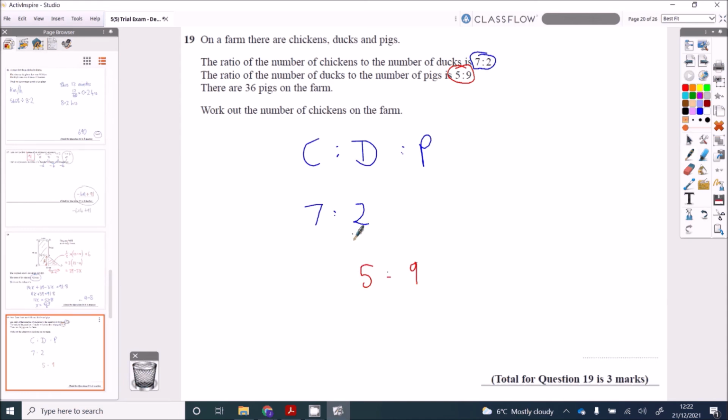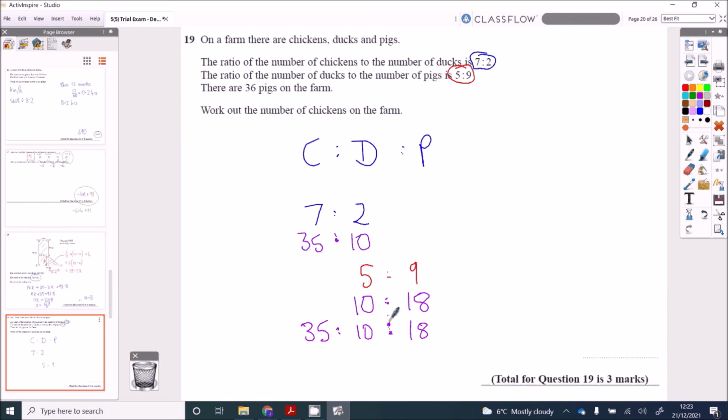So for the blue ones, I can multiply both of them by 5. So 7 5s are 35. So I've got the ratio of chickens to ducks, 7 to 2, is the same as 35 to 10. I'm just multiplying them both by 5. Similarly with the red one, if I multiply both of them by 2, I get this comparable number of ducks. So I've got 10 ducks here and 18 pigs here. So do you see, I've now got the 10 cropping up in both. It's 35 to 10 and 10 to 18. So overall, the ratio is 35 to 10 to 18.